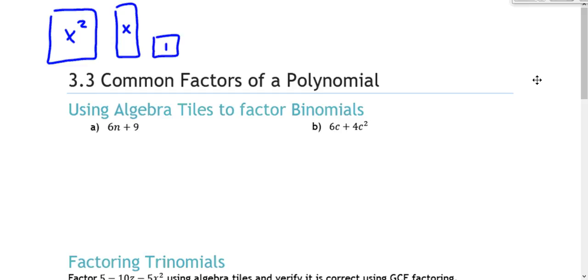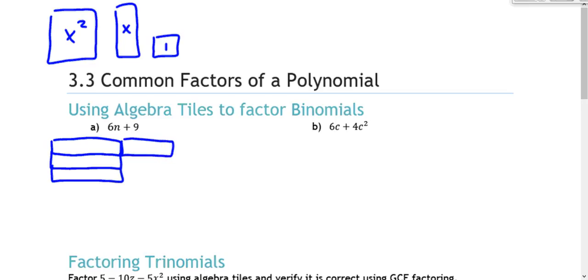So if we are looking at 6n plus 9, we are looking at 6 of these. I'm stacking them like this because I'm preemptively thinking about how I'm grouping these in equal patterns. And then I will have 9 of these because I have to fill the space. I have to make it a complete rectangle.